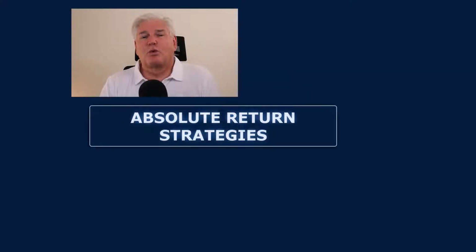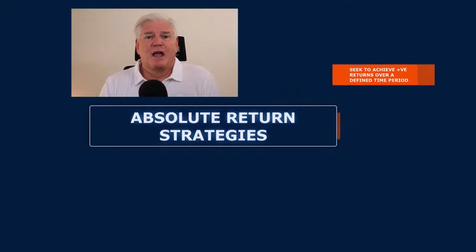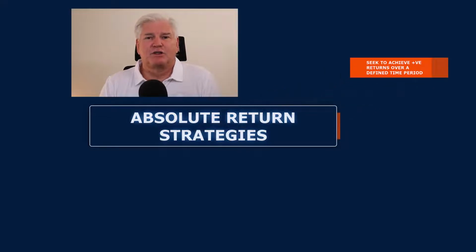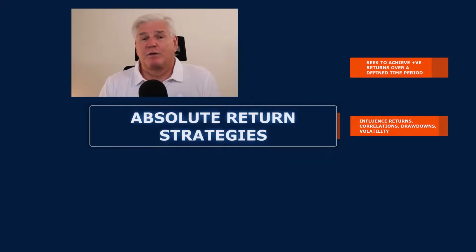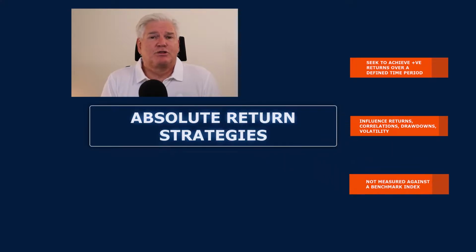In closing, 3 quick bullet points regarding absolute return strategies. They seek to have positive returns over a defined period of time, greater than 12 months, probably around 36 months. Their inclusion in a portfolio of traditional investments could influence returns, correlations, drawdowns, and the level of volatility could be lowered. Absolute return strategies are not measured against a benchmark index.